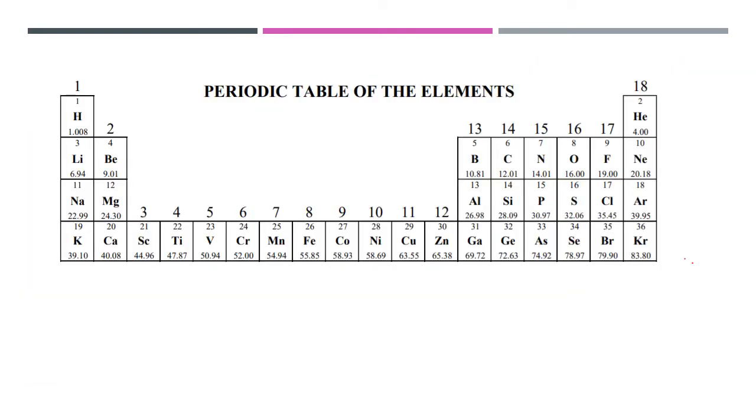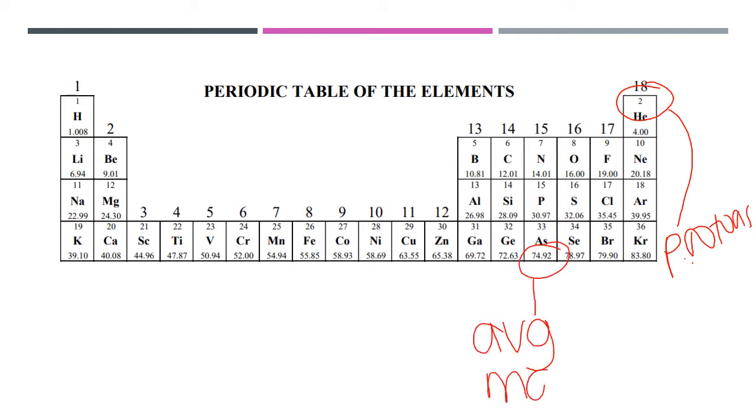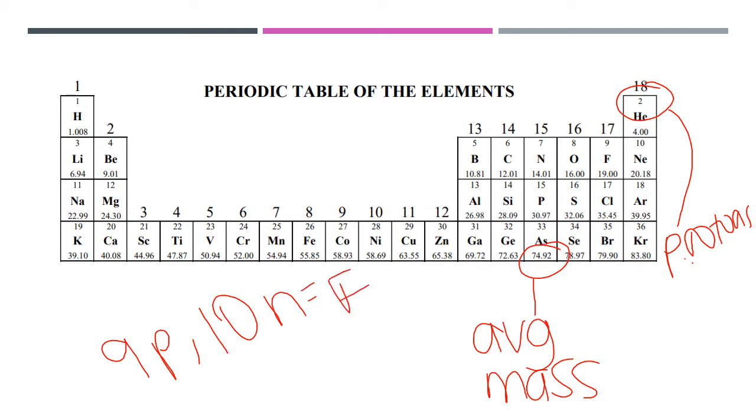And then on the periodic table, just to refresh, this top number is protons. The bottom number is the average mass, and we'll talk about that in a minute. So if something has 9 protons, 10 neutrons, it is fluorine because fluorine's number 9. If it has 9 protons, 2 neutrons, it's still fluorine because it has 9 protons.